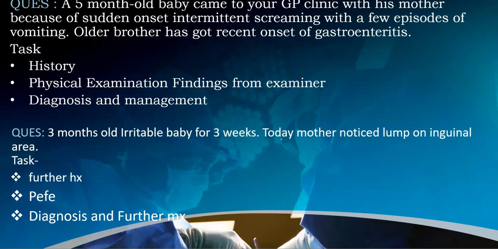Now, a 5-month-old baby coming to your GP clinic with his mother because of sudden onset of intermittent screaming with a few episodes of vomiting. Older brother has got a recent onset of gastroenteritis. Task is history, physical examination finding from examiner, diagnosis and management. So now if you look at here, this is also sudden onset of screaming and having vomiting. You can easily get confused with intussusception in this case as well.